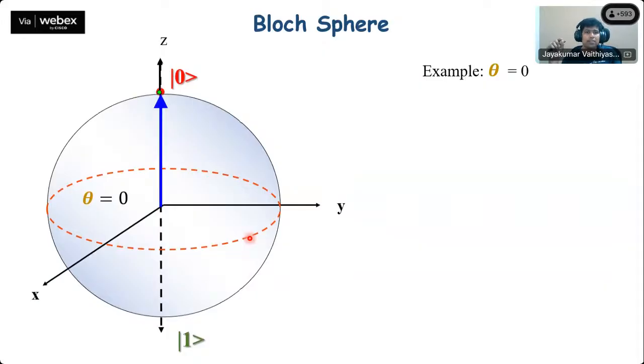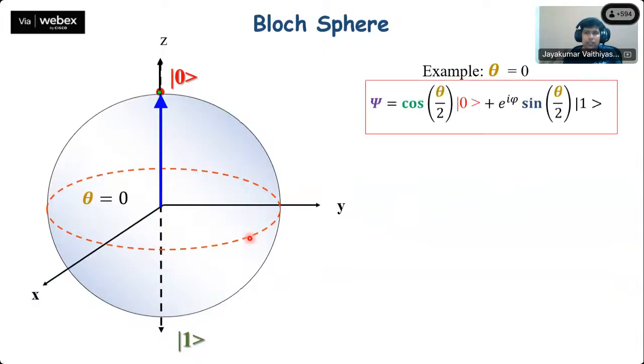Okay, take an example of theta equal to 0. Imagine theta equal to 0, and you need to have this equation. This equation is called the quantum wave equation. This is called psi. This psi is equal to cos(theta/2) multiplied with state 0, plus e to the power i psi sin(theta/2) multiplied with state 1. If you want to define any quantum particle in superposition, you need to know this equation.